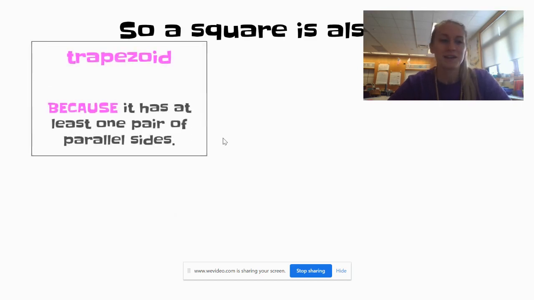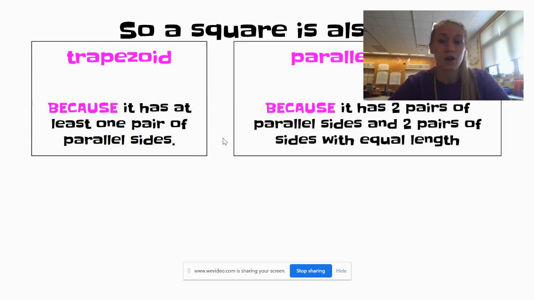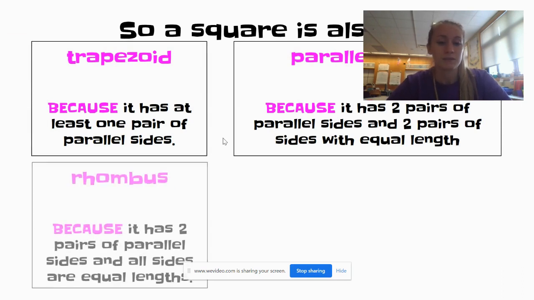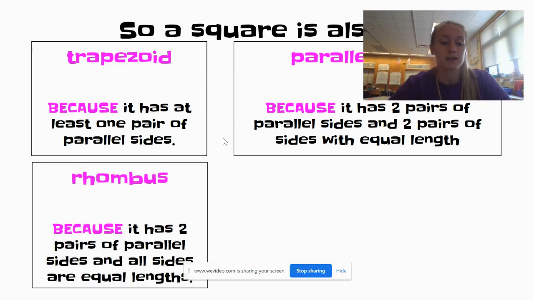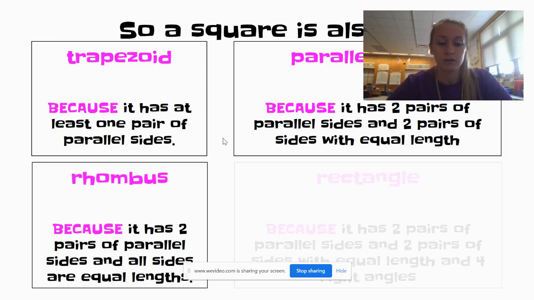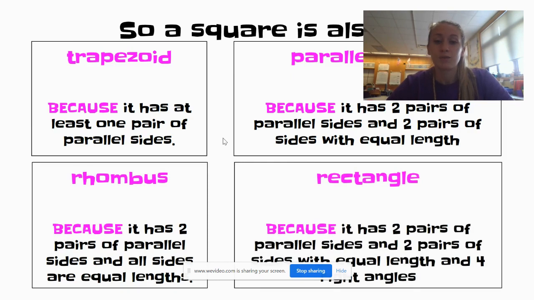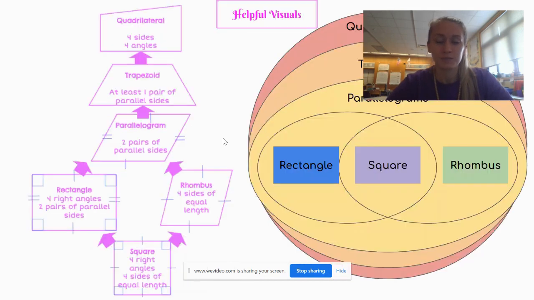So a square is also a trapezoid because it has at least 1 pair of parallel sides. Also a parallelogram because it has 2 pairs of parallel sides and 2 sides with equal length. It's also a rhombus because it has 2 pairs of parallel sides and all sides are equal. And it is a rectangle because it has 2 pairs of parallel sides and 2 pairs of sides with equal length and 4 right angles. So a square can be all of these as well.